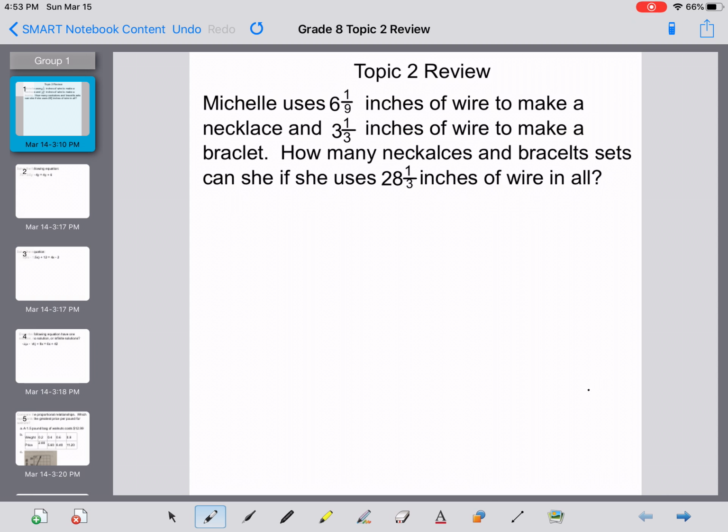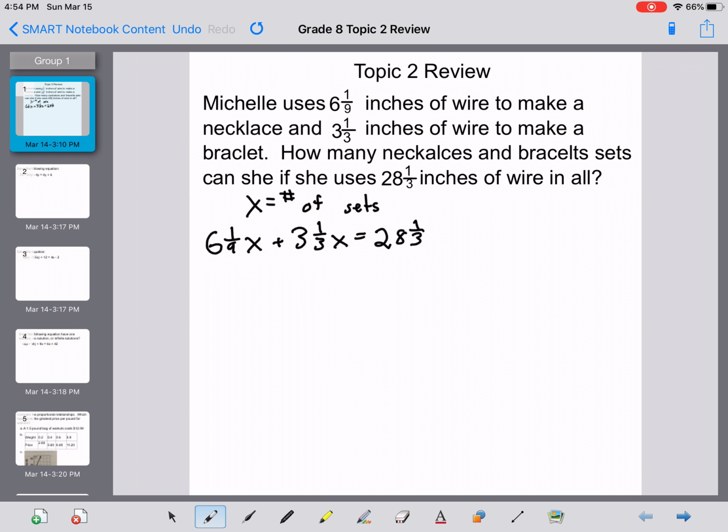The first thing I'm going to determine is what my variable stands for. My variable in this problem is x. X equals the number of sets that she can make. Since my necklaces are 6 1/9, it'd be 6 1/9 times the number of sets plus the 3 1/3 times the number of sets is going to be equal to the total amount that she uses, which is 28 1/3.